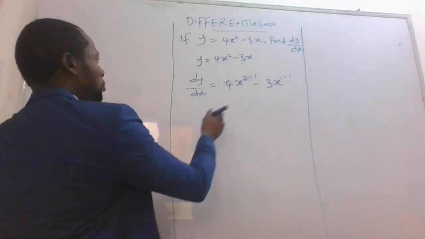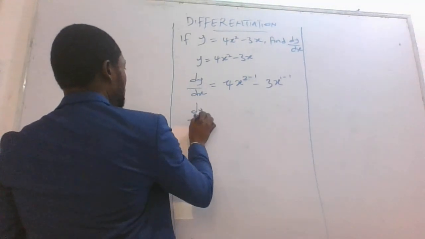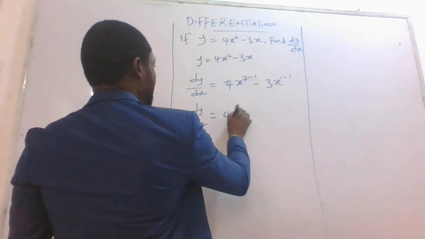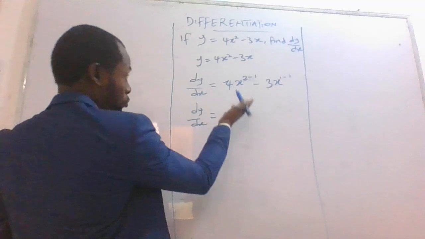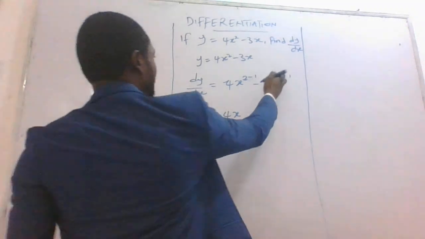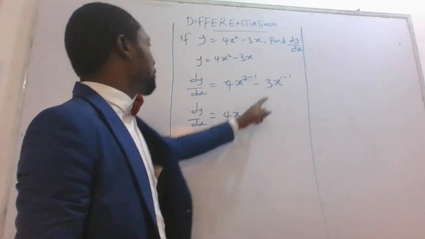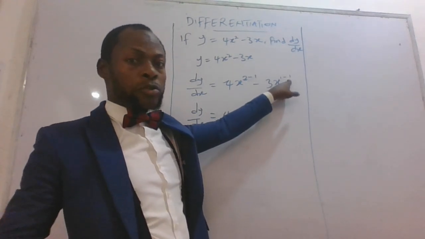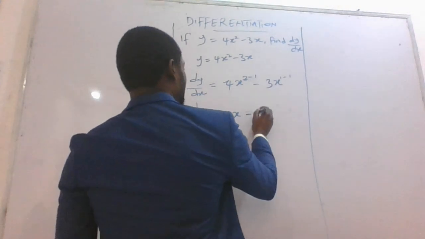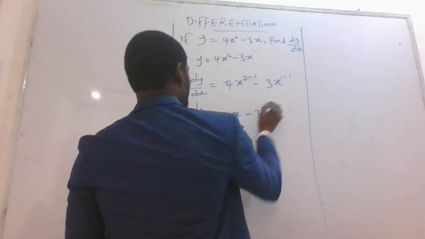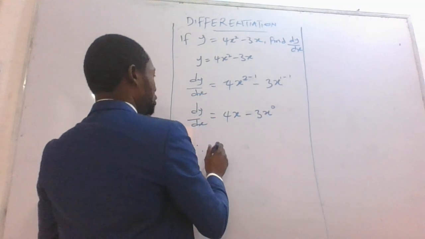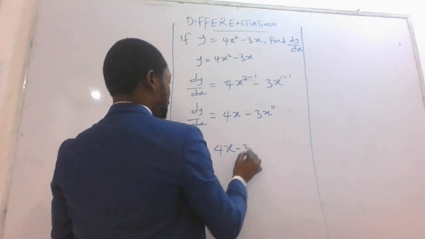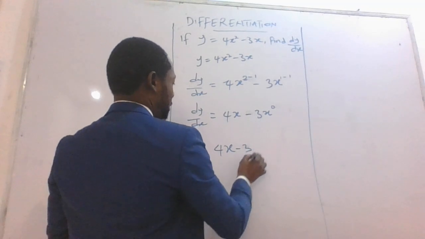So here, we get our final answer. Our dy/dx will be 4x to the power of 1, yes, 2 minus 1 is 1. Then I have minus 3x to the power of 1 minus 1. Well, obviously, 1 minus 1 is 0, so I have minus 3x to the power of 0. The final answer is going to be 4x minus 3. That is the final answer.